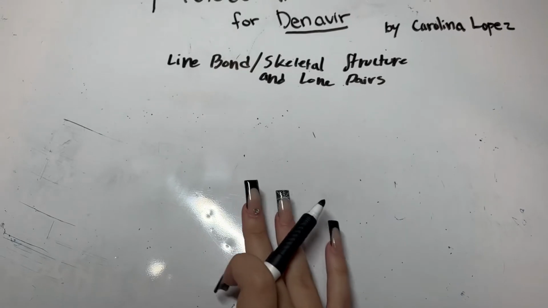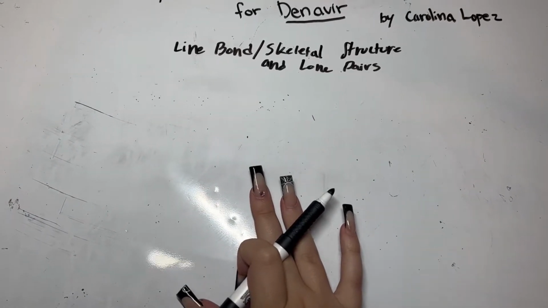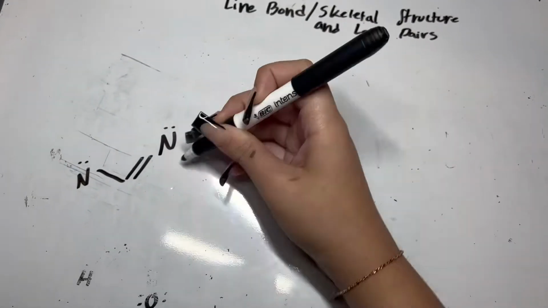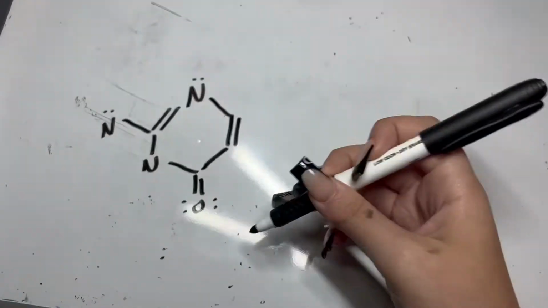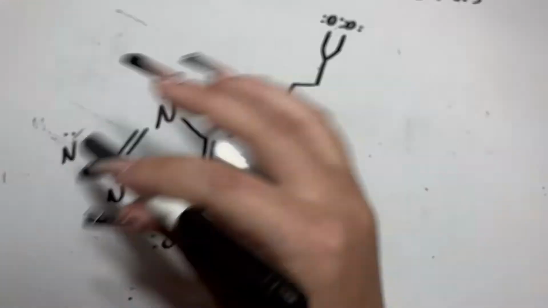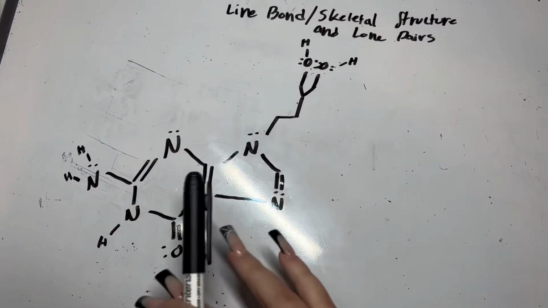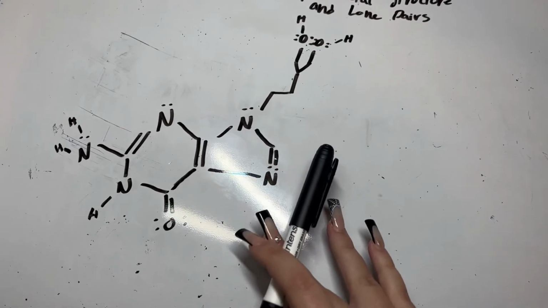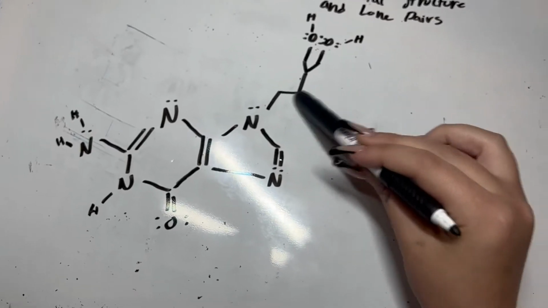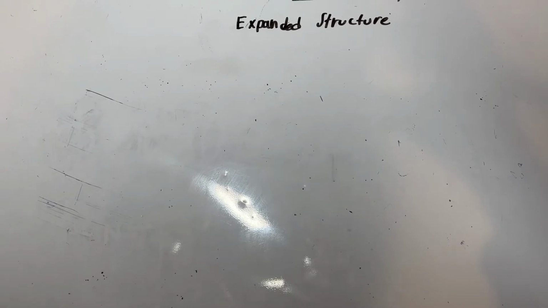Okay guys, so the first picture that I'm going to draw out for you is going to be the line bond, skeletal structure, and lone pairs. So I'm going to start off with the N. So that is the line bond, skeletal structure, and lone pairs. And on my next part of the video, I'm going to show you how to put all of the C's and H's.